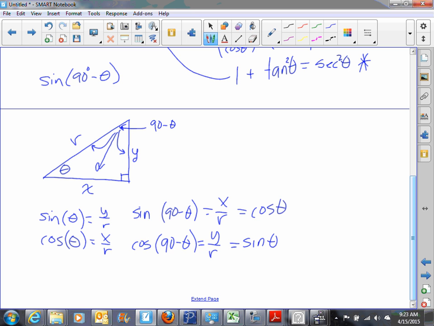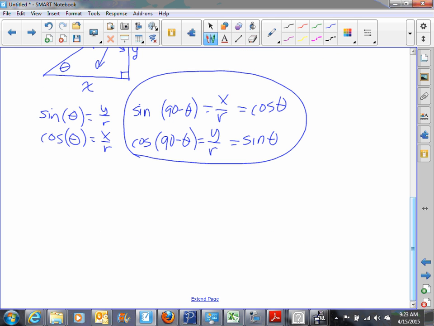So the cosine of 90 minus theta is the sine of theta, and the sine of 90 minus theta is the cosine of theta. These two identities right here are the co-function identities. Well, actually, there's one more. There's the tangent. So let's take a look at that one.